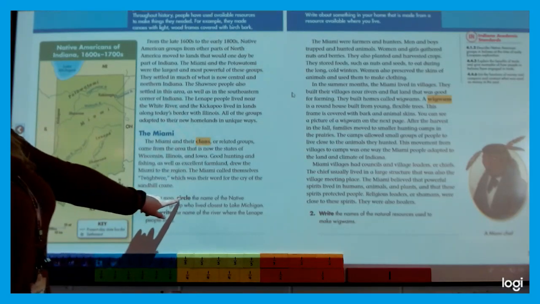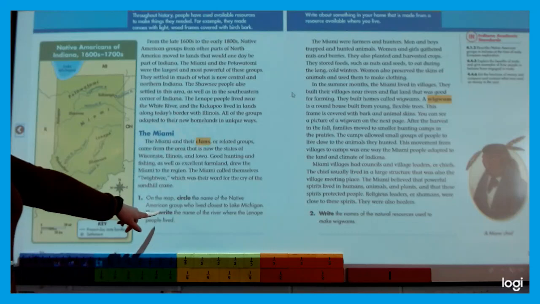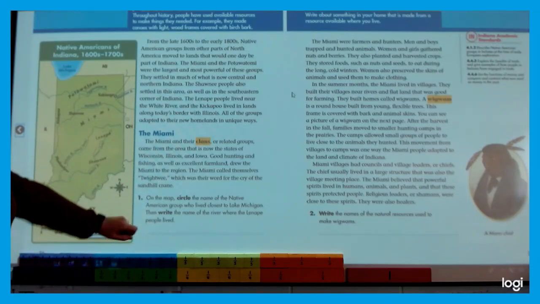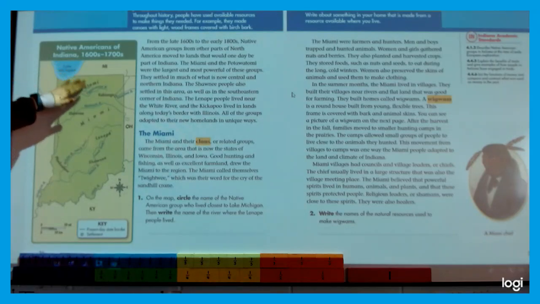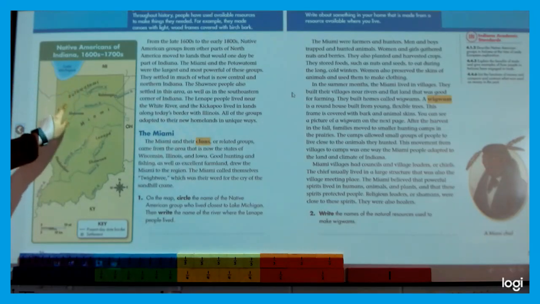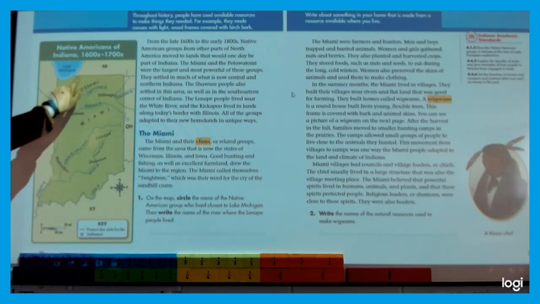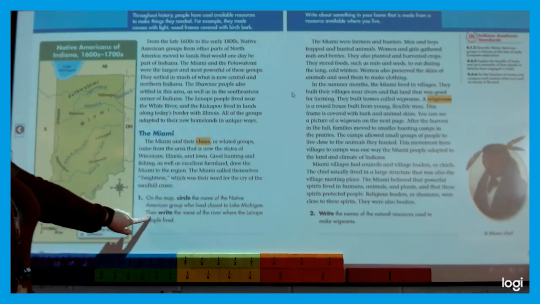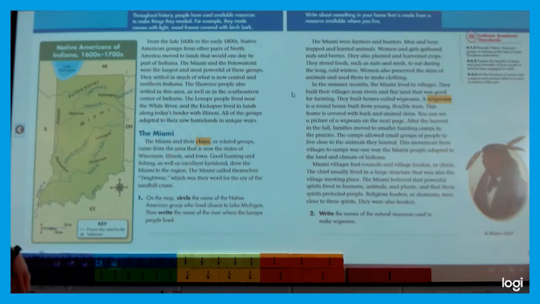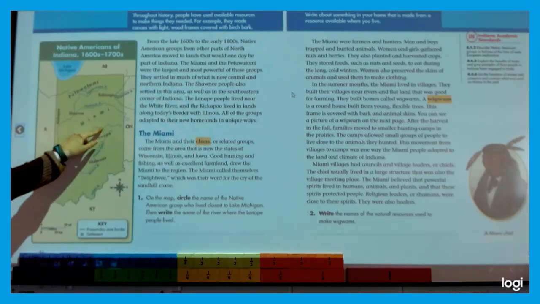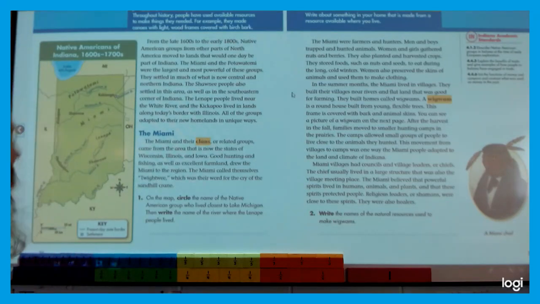All right. Now before we go on, let's take a look at our map. It says on the map, circle the name of the Native American group who lived closest to Lake Michigan. Well, that's right up here, right? So as I'm scanning down, the closest group looks to be the Potawatomi. So we could circle Potawatomi and then write the name of the river where the Lenape people lived. And if you remember what I just said, they lived on the White River.